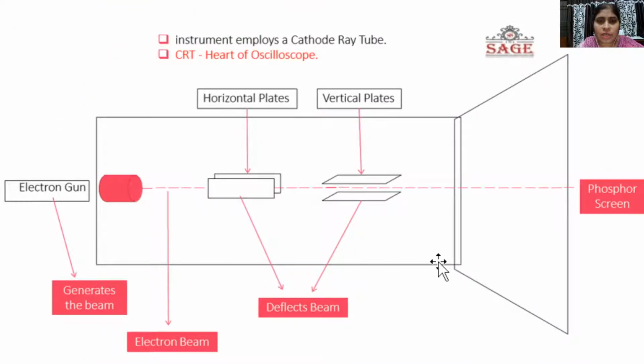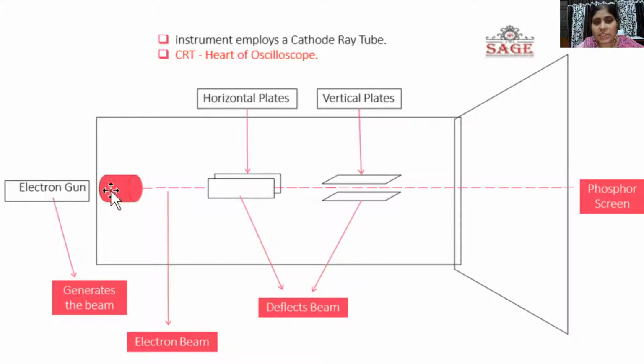Now you see here, this is the basic block diagram of the CRO, cathode ray oscilloscope. This is the electron gun, which generates the electron beam. This is the horizontal deflection plate, and this is the vertical deflection plate. Horizontal deflection plates are placed vertically and vertical deflection plates are placed horizontally. These deflection plates are used to deflect the beam.